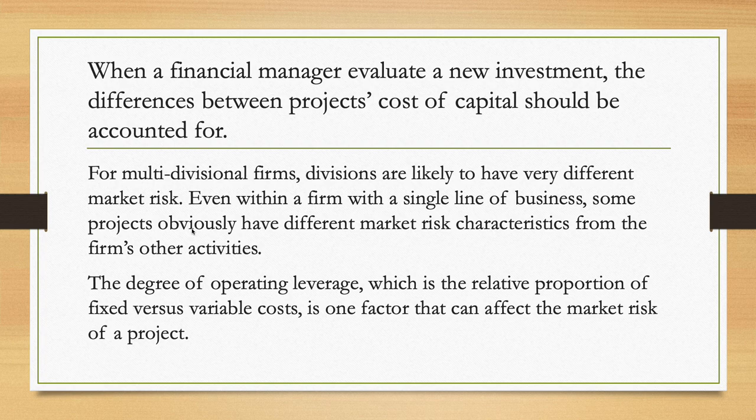The degree of operating leverage is also another important factor that can affect the market risk of a project. The degree of operating leverage is the relative proportion of fixed versus variable costs. So holding fixed the cyclicality of the project's revenues, a higher proportion of fixed costs will increase the sensitivity of the project's cash flow to market risk and raise the project's beta.